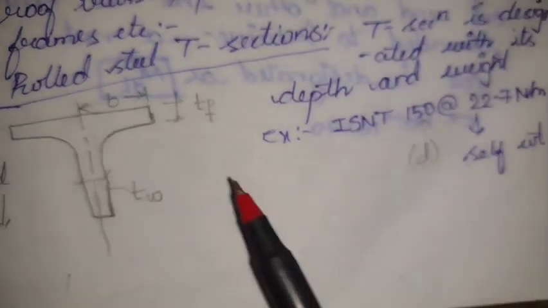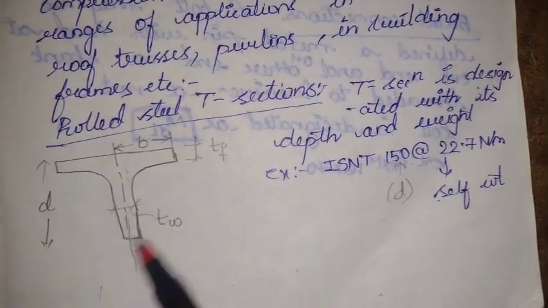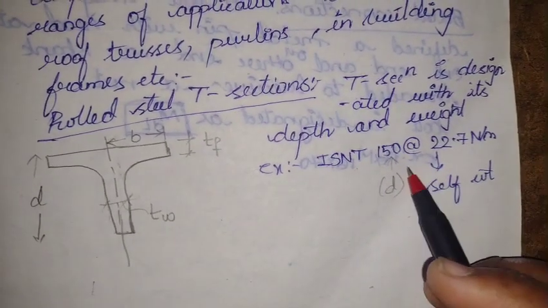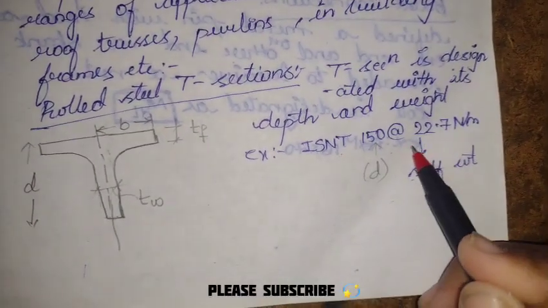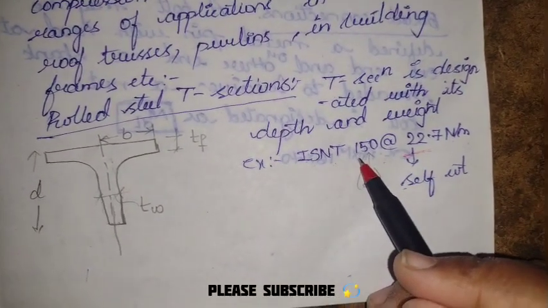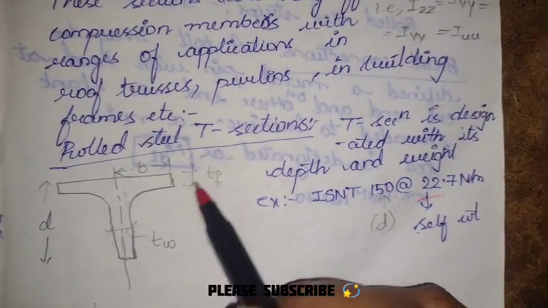Next we are having the rolled steel T sections. T section is this one. It is designated by its depth and weight. Whenever we are telling ISNT 150 at the rate this one, this represents the weight in Newton per meter and this represents the depth of the section. This is the drawing, guys. This is the flange and this is the web.